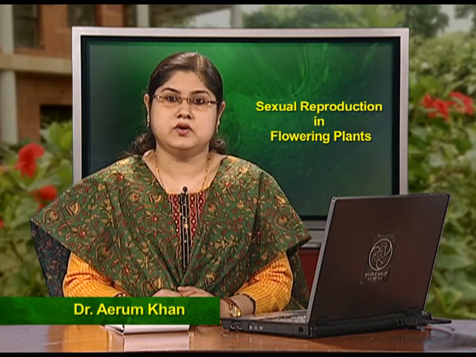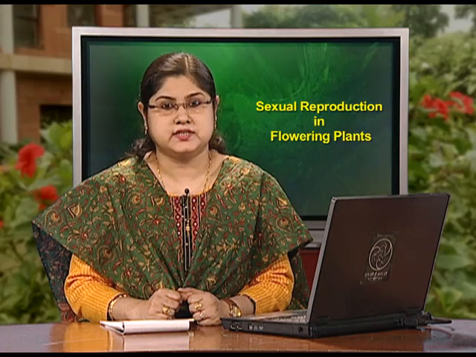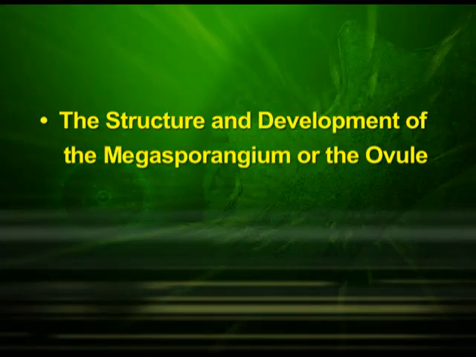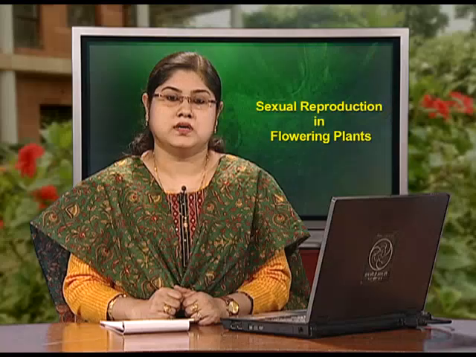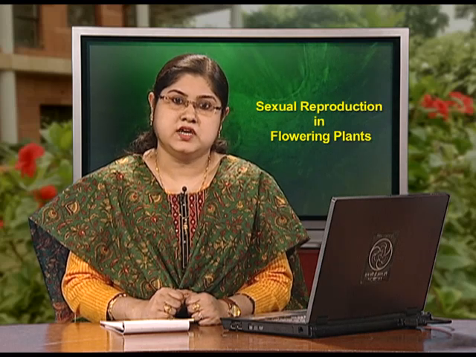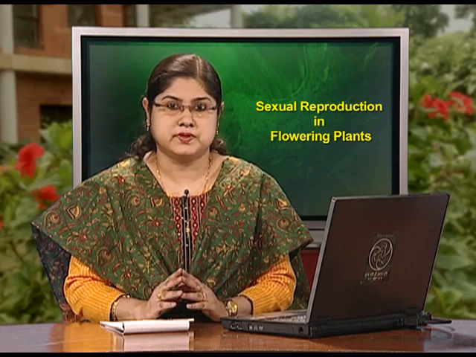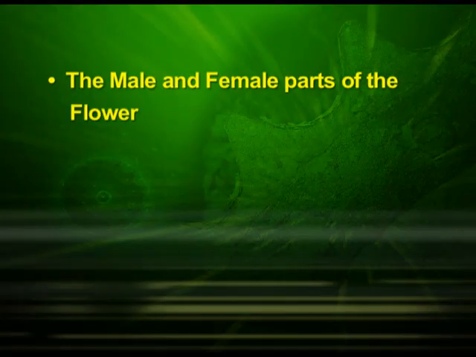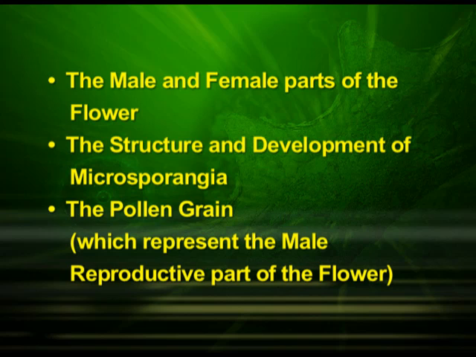In the second part of the topic of sexual reproduction in flowering plants under the unit reproduction, we will cover the structure and development of the megasporangium or the ovule and the embryo sac along with its types. In the first part of this chapter, we have already discussed the flower as a reproductive structure of angiosperms, the male and female parts of the flower, and the structure and development of microsporangia and the pollen grain, which represent the male reproductive part of the flower.